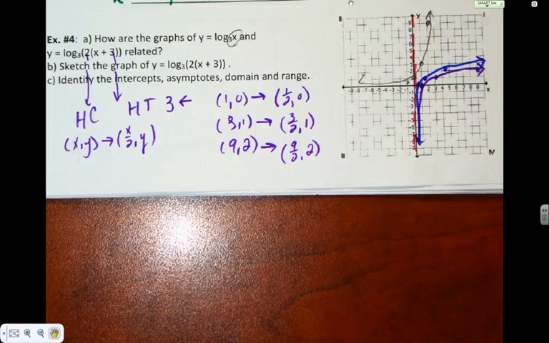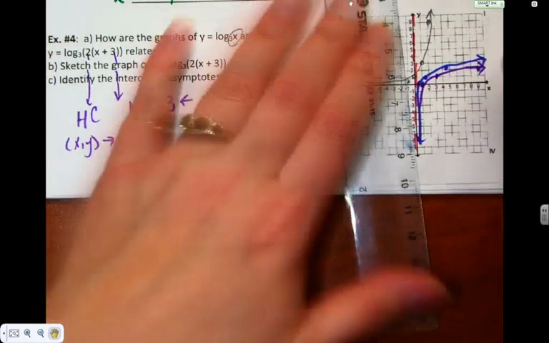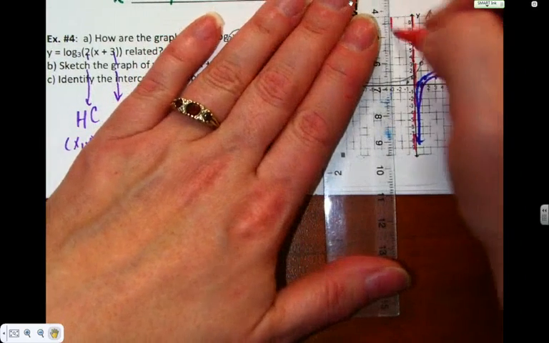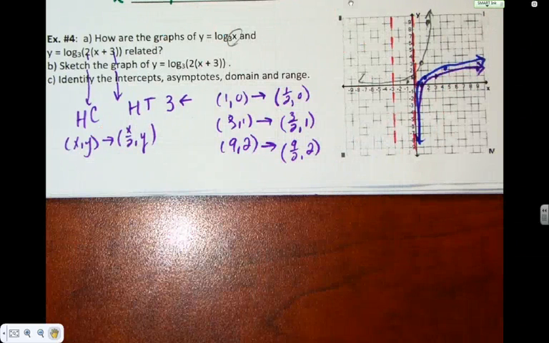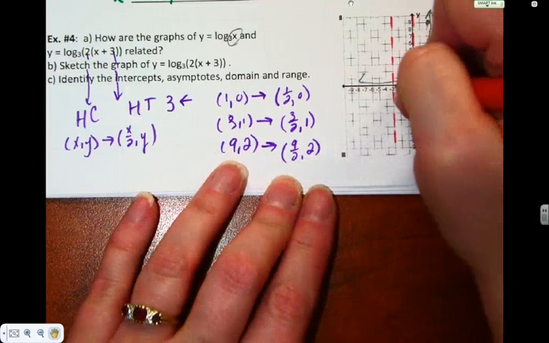Okay, how do we do the horizontal translation? What's going to happen to the asymptote? It's going to move as well, just like with the verticals when we did before. So translations are the only thing that can move an asymptote. Make sure you're in red pen because this is our last graph.